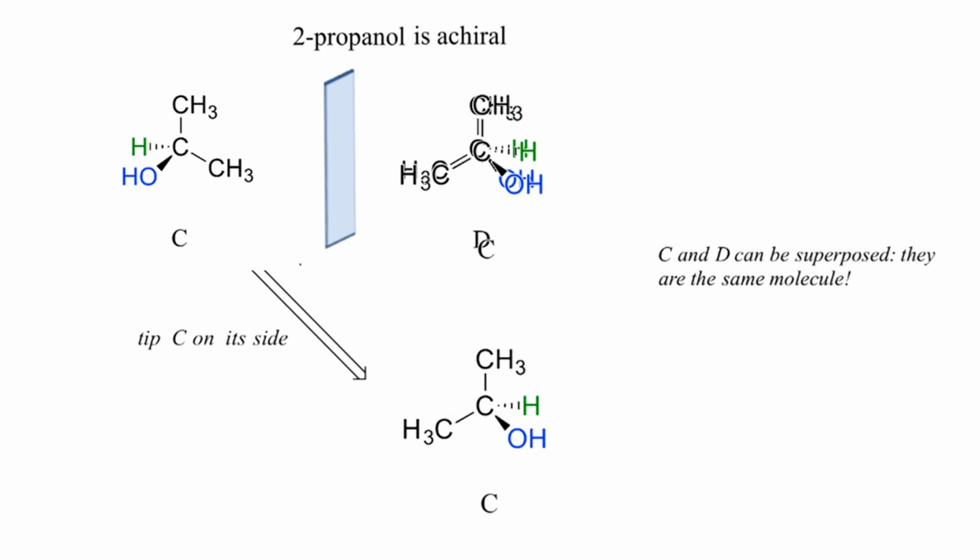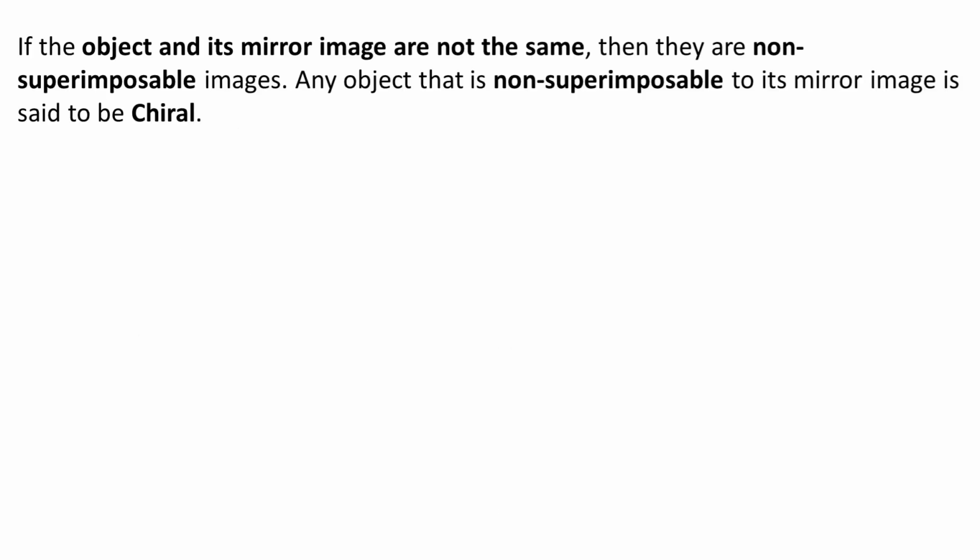We will discuss the reason why 2-propanol and its mirror image are superimposable, but before that, let us see what happens if an object and its mirror image are non-superimposable despite the tipping or rotations we attempt to make to align them for superposition. If the object and its mirror image are not the same, then they are non-superimposable images. And any object that is non-superimposable on its mirror image is said to be chiral.